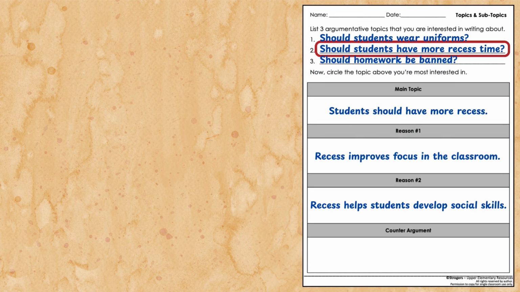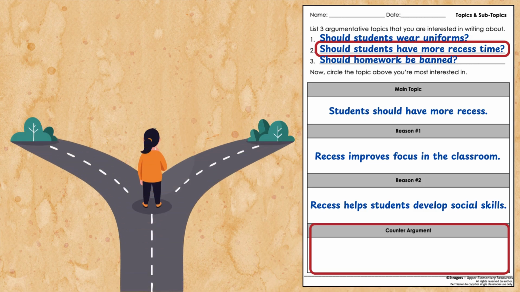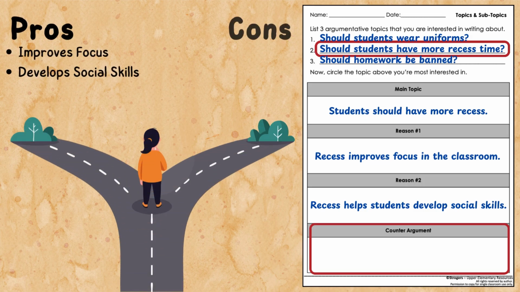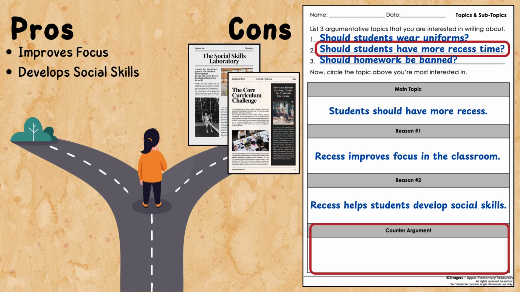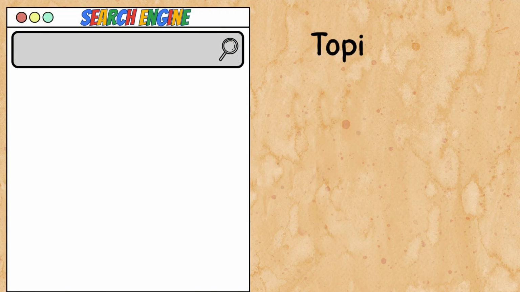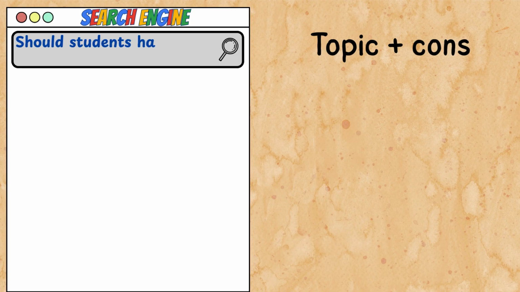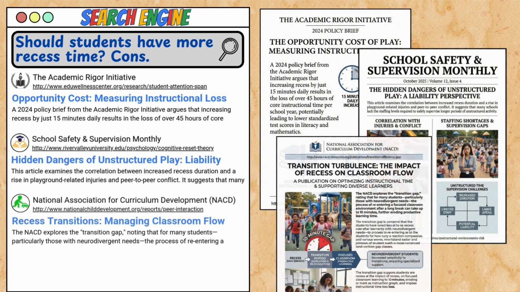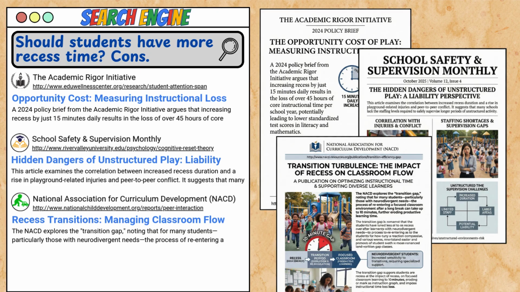Lastly, you need a topic for your counter-argument paragraph. A good argument always addresses the other side because it proves you have done your research and truly understand why people might disagree. This makes your writing much more persuasive. To find these, try searching your topic question plus the word cons. For example, should students have more recess time? Cons. When you choose a counterclaim, make sure it passes this 3-question test.